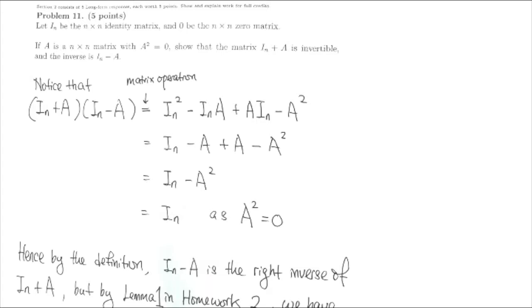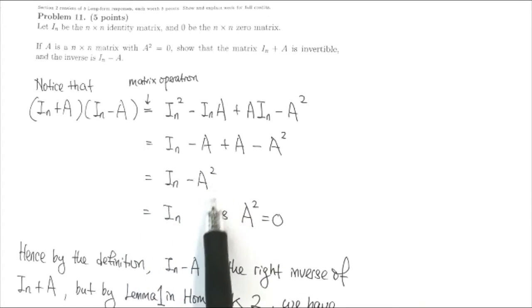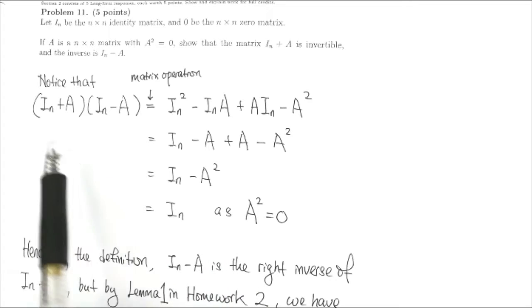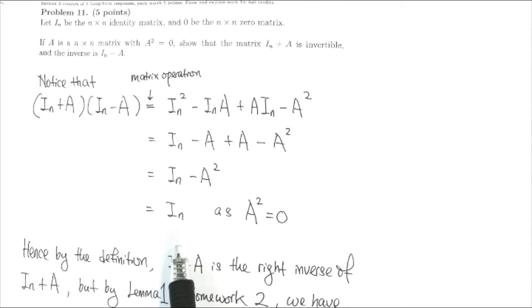And this is where we use the hypothesis. The hypothesis says that A squared is 0. We are only looking at those matrices whose square itself gives 0. So for those matrices, In minus A squared is going to be equal to In. So you can redo this computation with In minus A and In plus A in the other order, and you can see that it is still In.